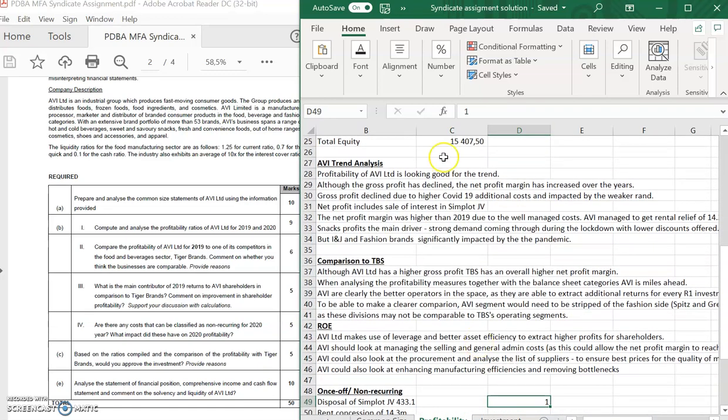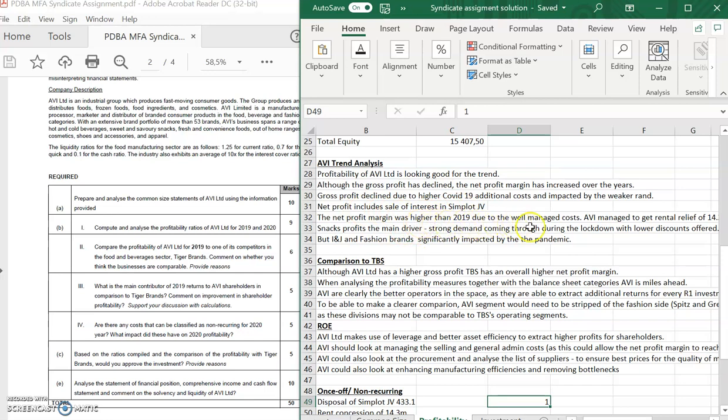If I were to look at your AVI trend analysis, the profitability of AVI is looking good for the trend. Although the gross profit has declined over the last 3 years, the net profit margin has increased over the years. Gross profit declined due to potentially higher COVID-19 additional costs, and also they were impacted by the weaker rand because they import a lot of commodities. But your net profit also includes the sale of interest in your Simplots JV. So even though your gross profits come down over the years, your net profit's gone up, but we need to also factor in the fact that they've actually sold one of their JVs.